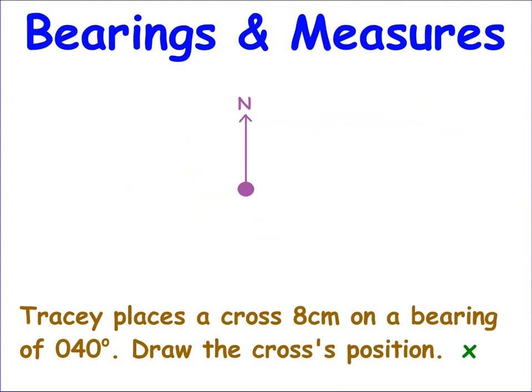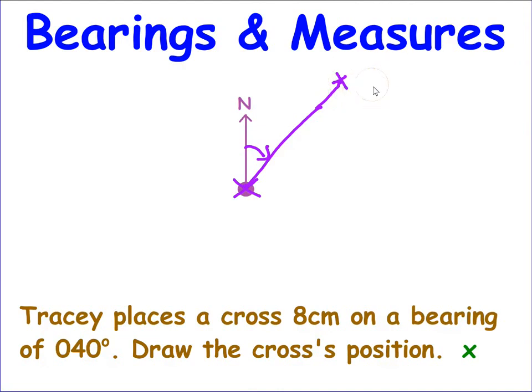You can combine the bearing with measurements as well to find positions of points. So for example, Tracy places a cross 8 centimeters on a bearing of 040 from her current position. So if Tracy is here and she's going to place a cross 8 centimeters from that point on a bearing of 040. So from north, we measure around 40 degrees and we draw a line in that direction until we get to 8 centimeters and we stop.